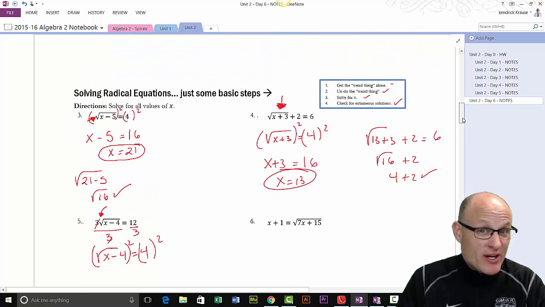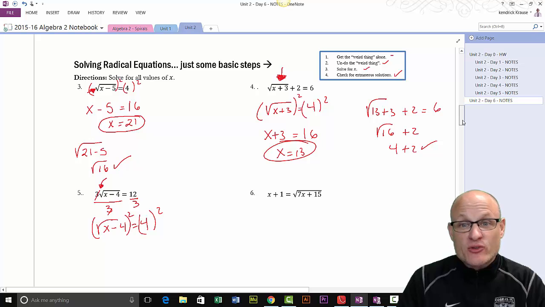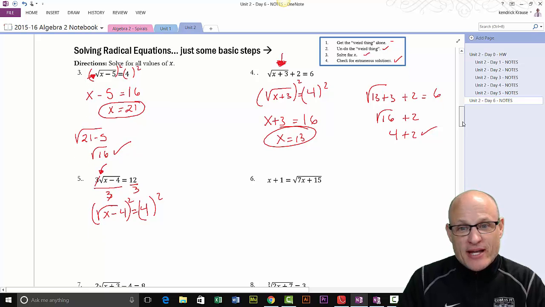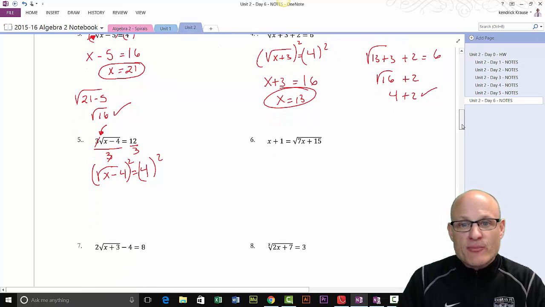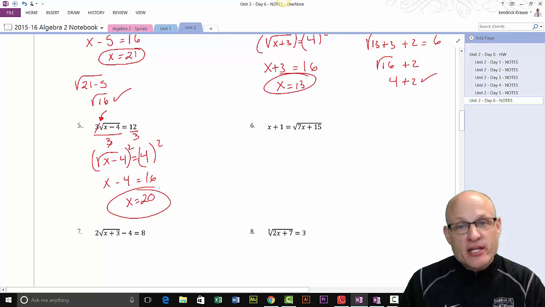So these are just 3 different examples of how I could do basically the same problem. One, I give it to you already with the weird thing alone. Two, I give it to you with something you need to move over by adding and subtracting. Or three, I give you something where you have to divide. And I get x minus 4 equals 16, or x equals 20. And in order to save some time, it works.